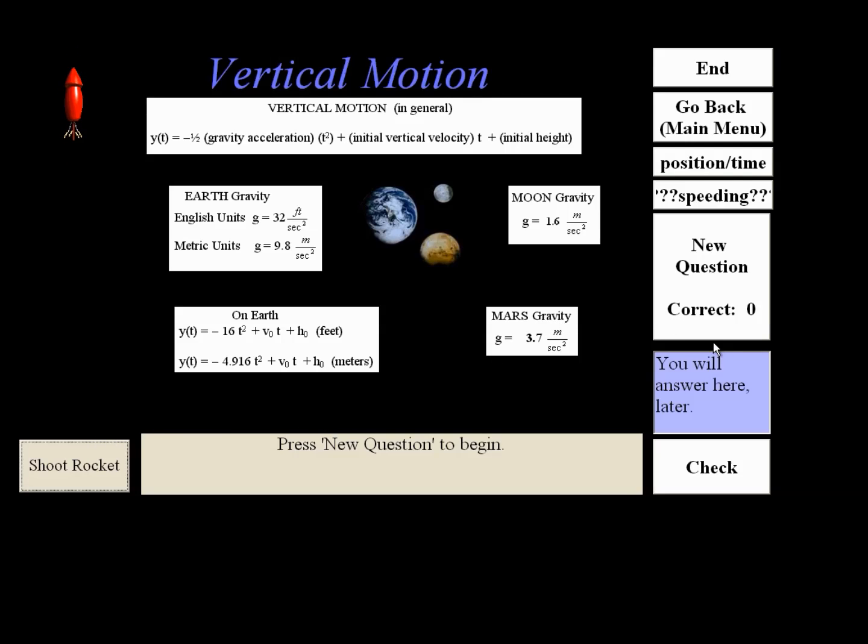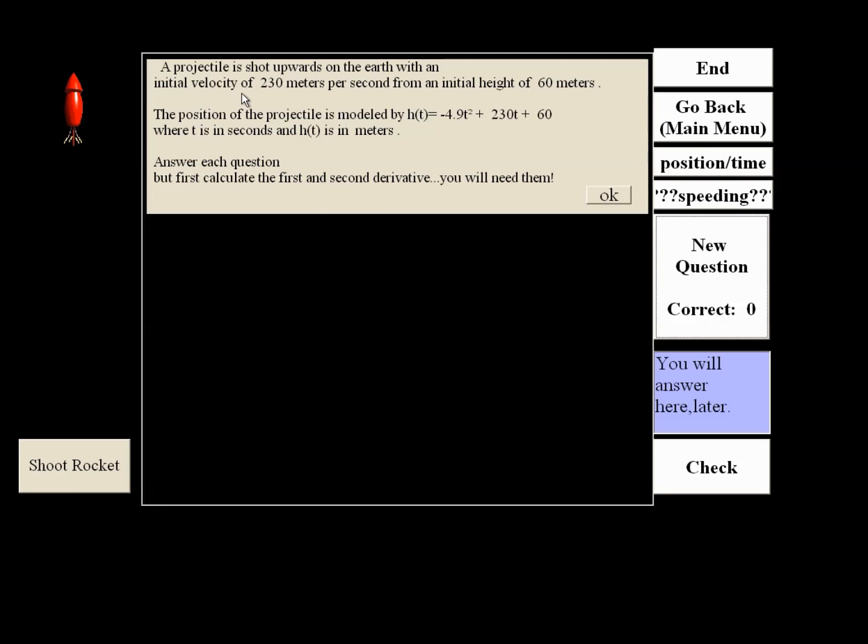I'm going to ask a question here and generate questions. And sometimes I change the units, like this one's meters, some of them will be in miles per hour, and here it gives you the formula for acceleration due to gravity, but this one's in meters per second. And a projectile is shot upward with this, and you are asked to calculate the first and second derivative because they all have meaning in physics.